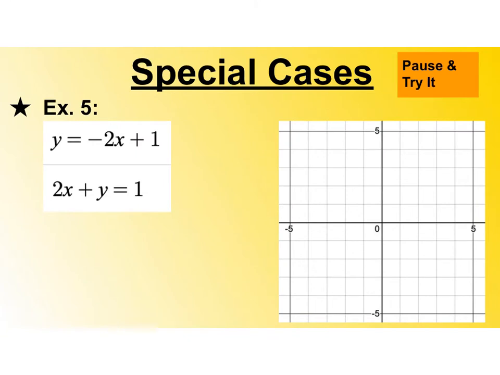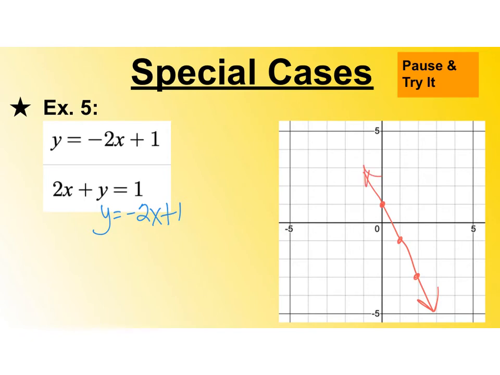Let's look at example 5. I first noticed that they're not both in y equals mx plus b, so I'm going to rearrange the second one. I'm going to subtract this over, and I'm going to graph my first one. So I have a y-intercept up 1 and then a -2 slope. So I'm down like this, and I'm going to graph that line.